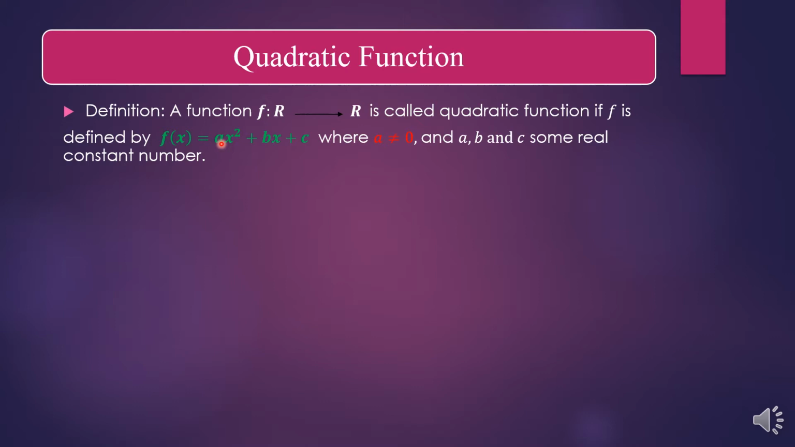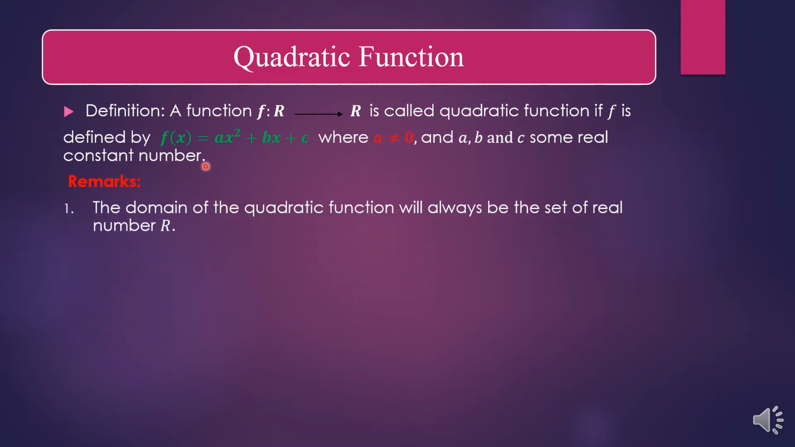So the coefficient of x square should never be equal to 0. If it becomes 0, then it doesn't remain a quadratic function at all. So it should be remembered here that this should never be equal to 0. And a, b and c are all real constant numbers.